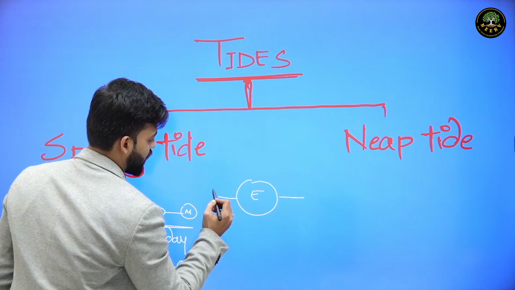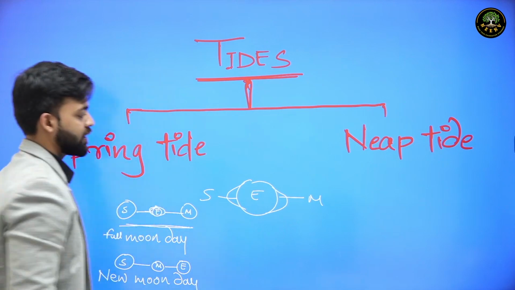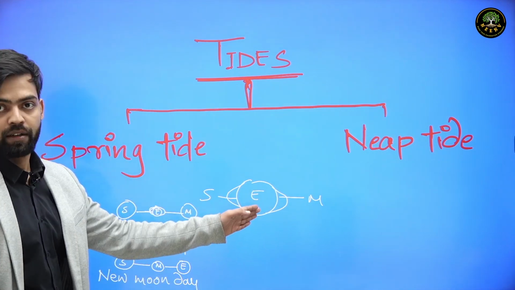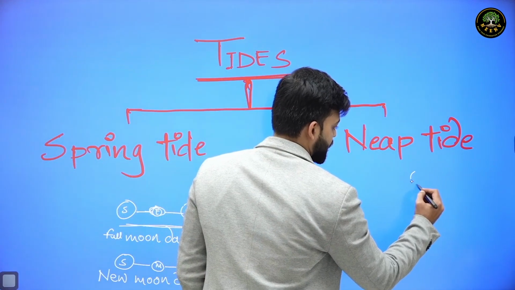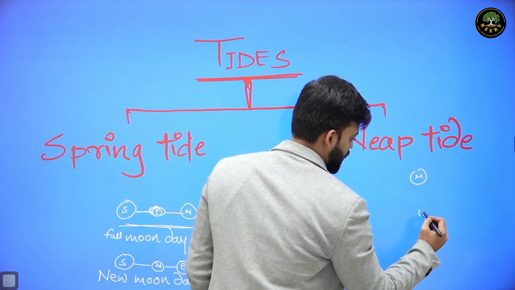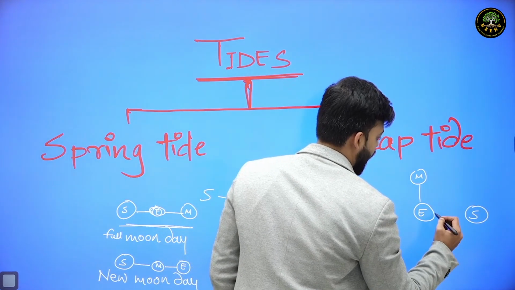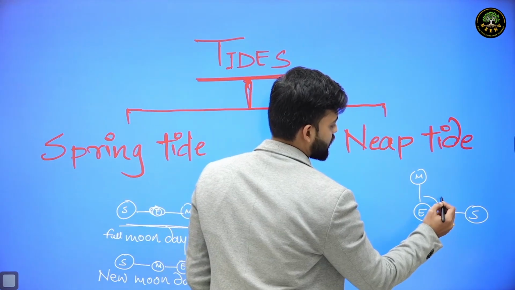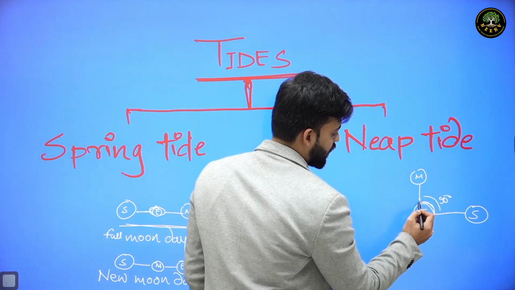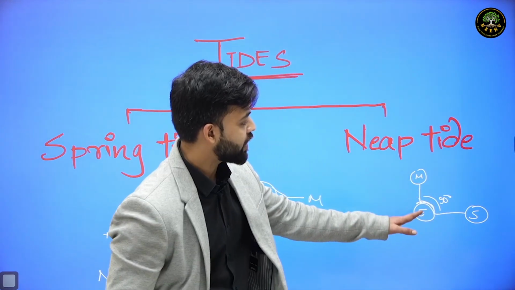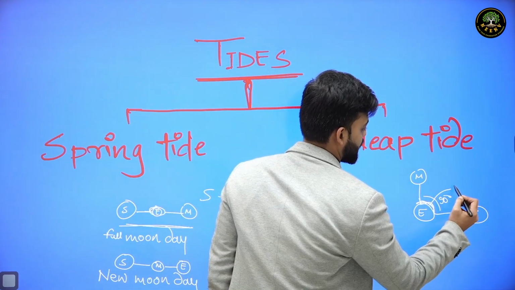When moon and sun are in a straight line, this creates high tide because of gravitational attraction of moon and sun. During neap tide, the earth, sun and moon are perpendicular to each other, that is forming 90 degree, and because of the gravitational pull of the moon and the sun, the resultant high tide is produced in this region.